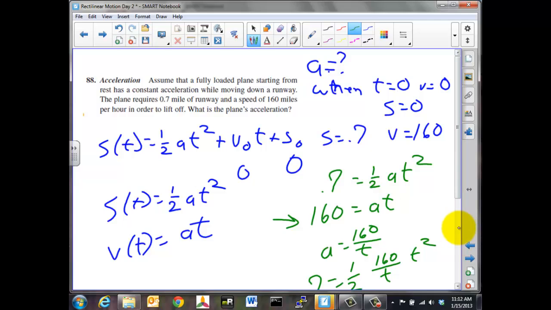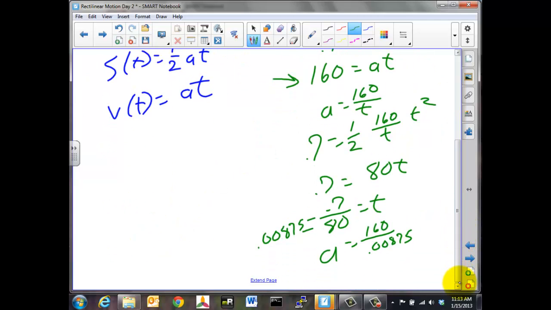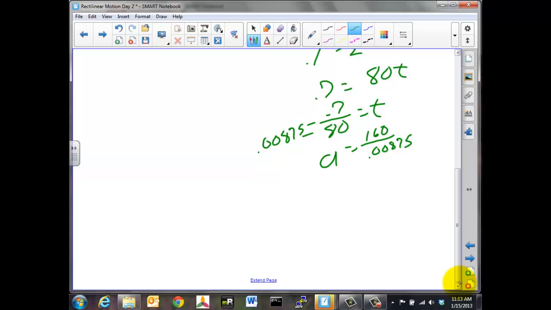What do we get for an acceleration here? 160 divided by 0.00875. I'm really interested to see. 18,285 miles an hour. Miles per hour. Warp speed on the bridge. Okay. We didn't do anything wrong.